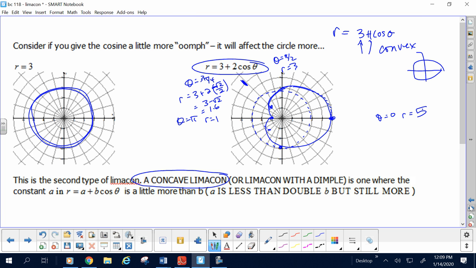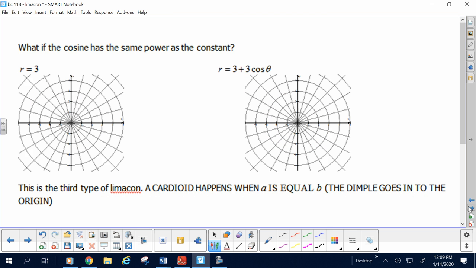But when you give the cosine a little more power, you start to cause a little more sucking in, and you get a concavity. Now let's continue on. Let's say we give the cosine a little more power, like equal power. Instead of the first number being way different, now the coefficient and the constant are the same.